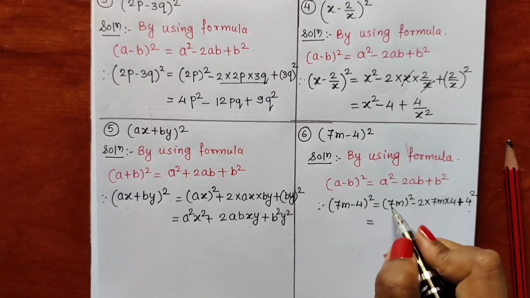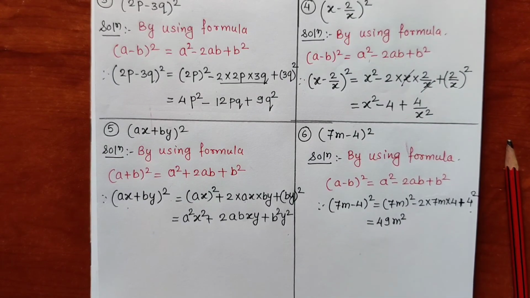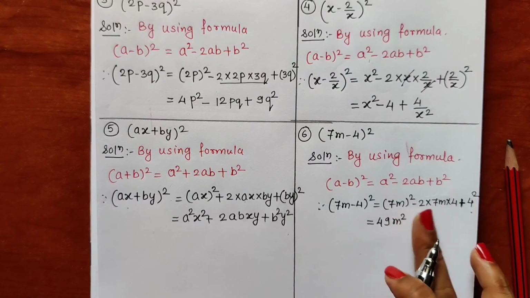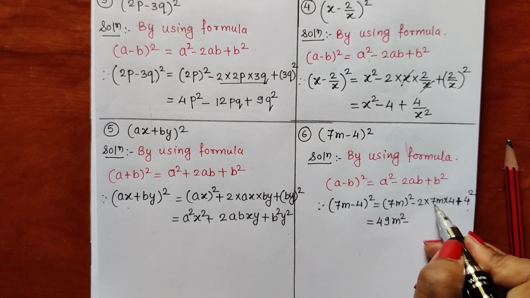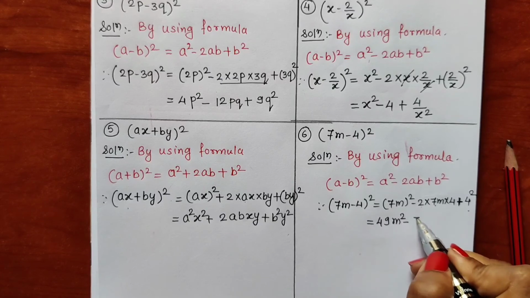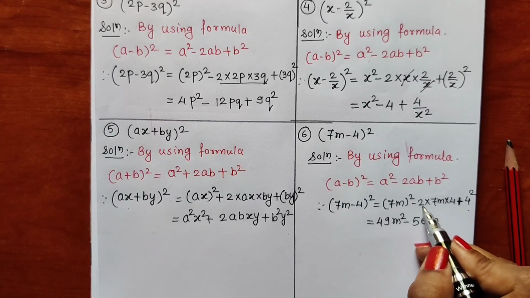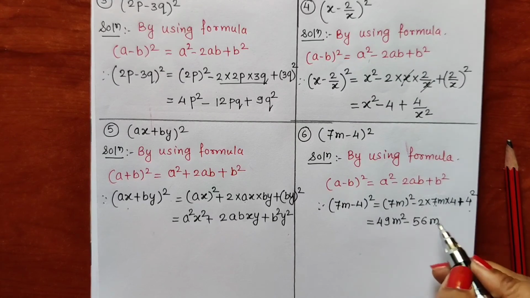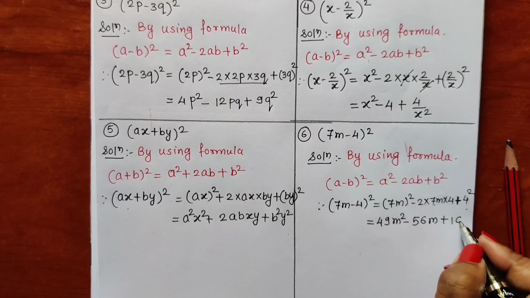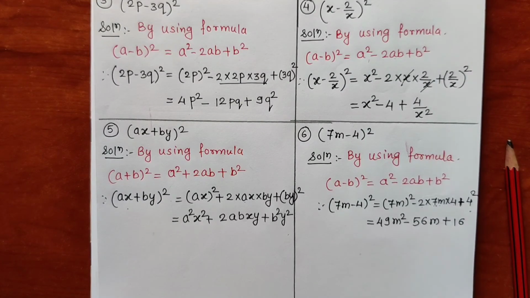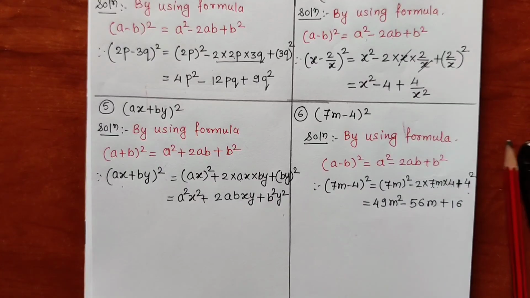Now (7m) square, 7 square is 49 and m square we write as m square only, so square of 7m is 49m square, minus 2 7s are 14, 14 4s are 56, m is there, so we have to write m also. Say 2 7s are 14, 14 4s are 56, this m, plus 4 square is 16. So in this way we can get the answer. Now let us see remaining two sums from question number 1.